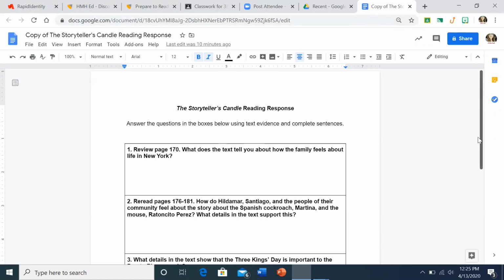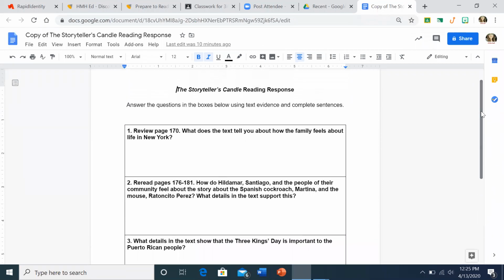There's only 3 like last time. Okay, it says answer the questions in the boxes below using text evidence and complete sentences. So if you're finding yourself not using words from the book to answer your questions, then you're not using text evidence. Or if you find yourself not using actual events from the book to support your answer, you're not using text evidence. I want to be able to read these and know that you read the book and you understood it, okay? I also want complete sentences.